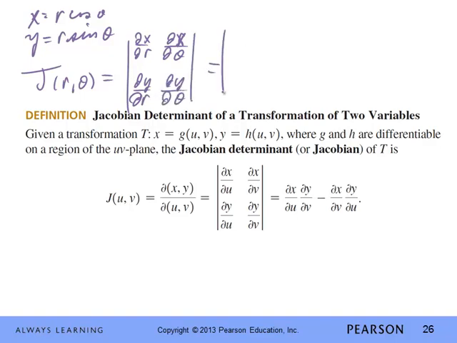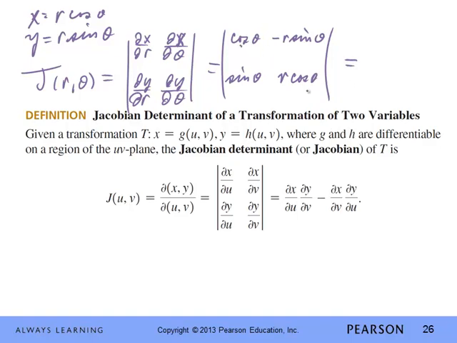So here we go. Partial of x with respect to r will be cosine of theta. Partial of x with respect to theta will be negative r sine theta. Partial of y with respect to r is sine of theta. And partial of y with respect to theta will be r cosine theta. And then take the determinant.